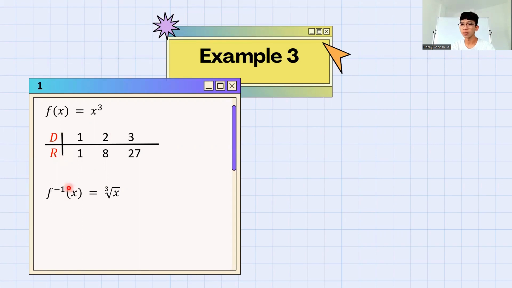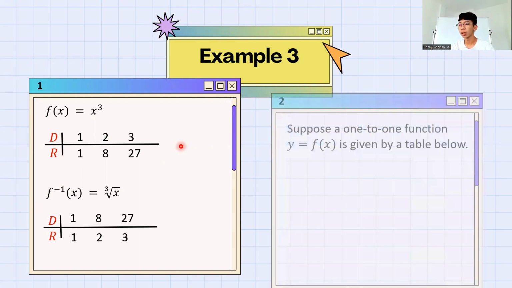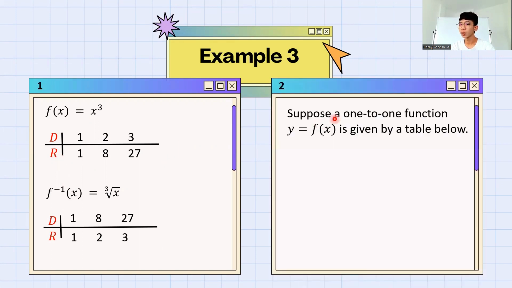And in its inverse function, the domain will become the range, and the range will become the domain, just like this. So they say it is an inverse function. Here's another one. Suppose the one-to-one function y equals f of x is given by the table below.